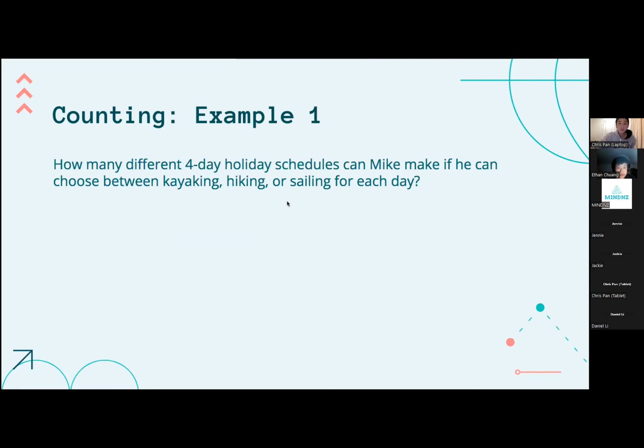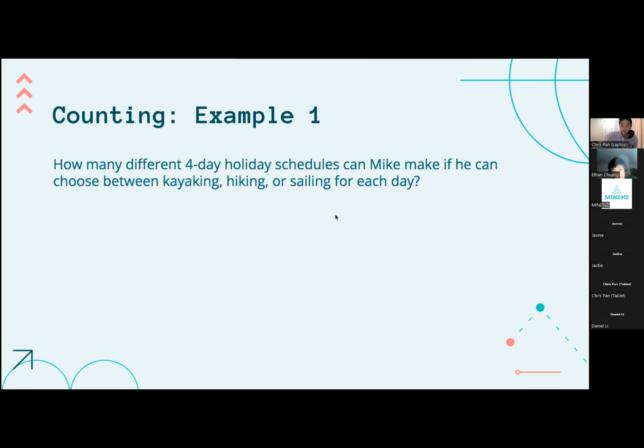Oh, okay, we skipped example one. So here's the first example. How many different 4-day holiday schedules can Mike make if he can choose between kayaking, hiking, or sailing for each day? What I mean is, the first day he can either choose kayaking, hiking, or sailing. Then the next day, and the next day, and the next day, right? And so how many different schedules can he make?